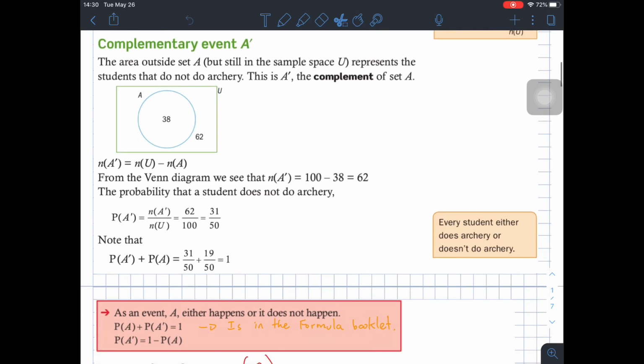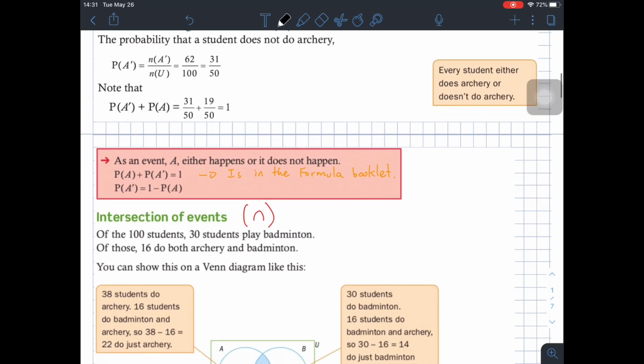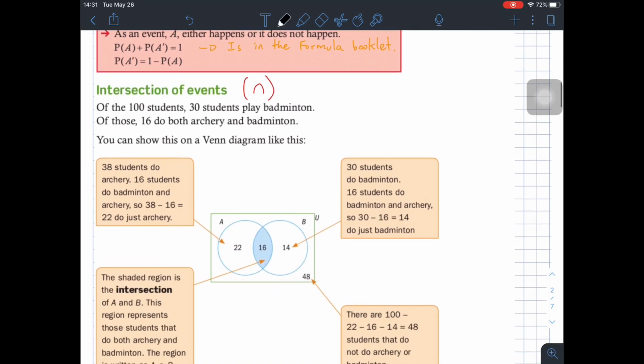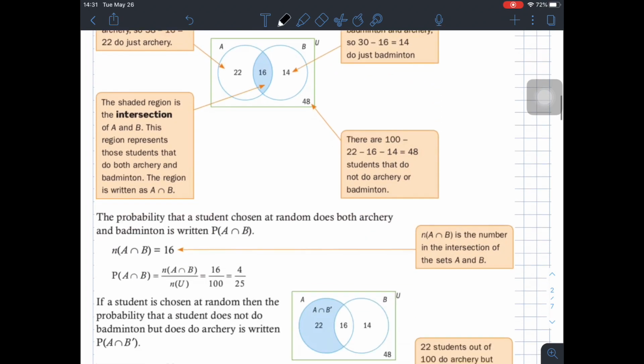Remember that the probability of the complement of an event plus the probability of the event itself is always equal to 1, right? Which is what we have here, which is also available in the formula booklet, right? And then we have the intersection of events, which basically is what two events have in common, right?